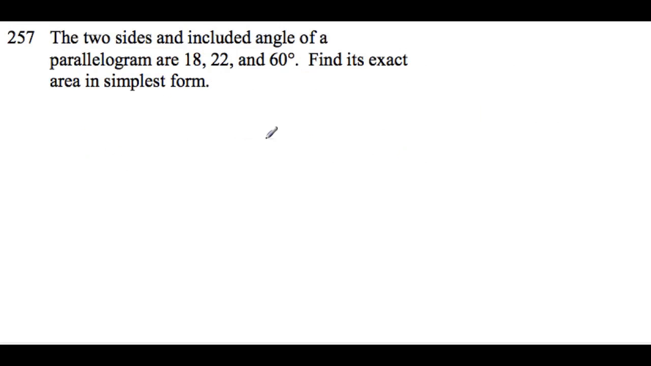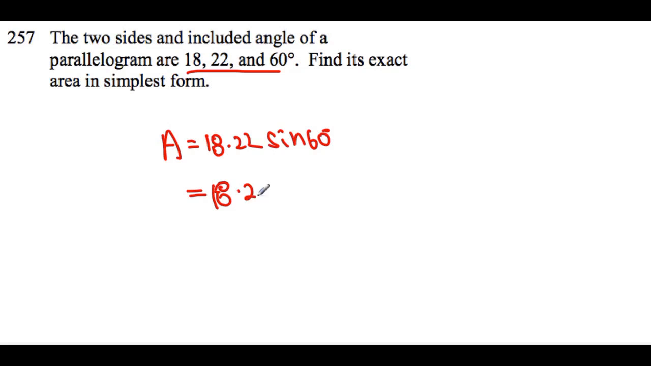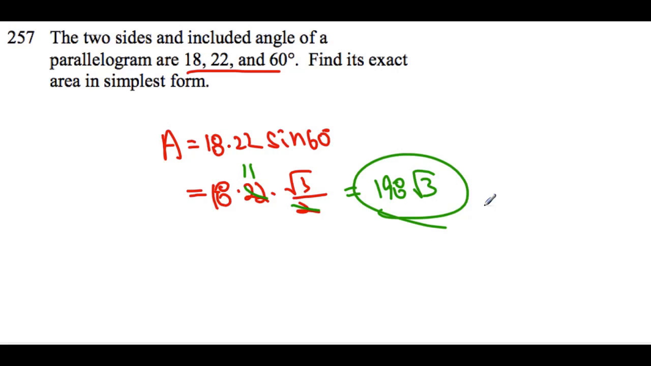257, the two sides and included angle of the parallelogram are given in this way. So now we have to find the exact area. So area is 18 times 22 times sine of 60. Well, what is sine of 60? That's radical 3 over 2. So 18 times 22 times radical 3 over 2. Of course, we can cancel out 2, and here we get 11. Then our answer is 198 radical 3. That becomes our exact value of the area.